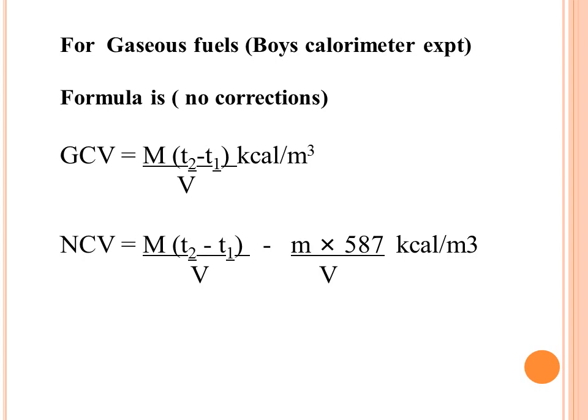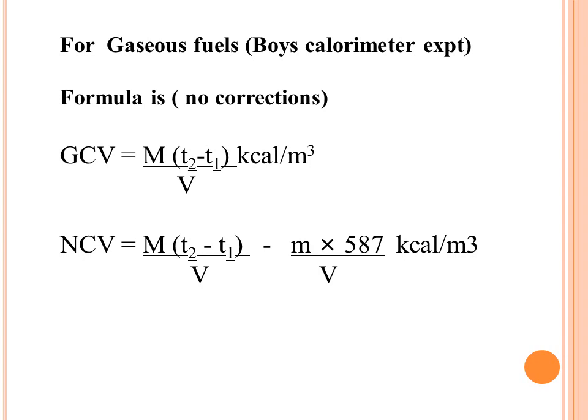This is the formula to calculate GCV of gaseous fuel. Boys gas calorimeter we have to use. The formula is with no corrections, because here we are assuming that whatever heat is liberated by the fuel, the whole heat is absorbed by the circulating water. So GCV is equal to M × (T2 − T1) / V kilocalorie per meter cube.